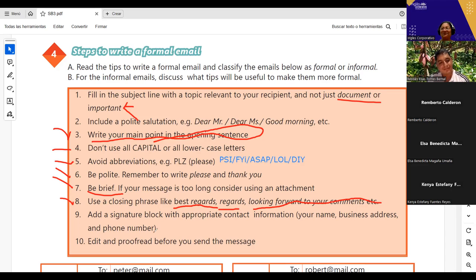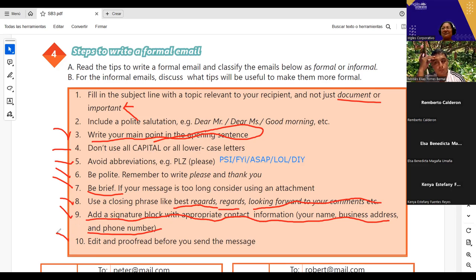Okay? Ya se nos durmió Elsie también. Okay. No, aquí estoy. Finally, okay. And then finally we have this. Add a signature with the appropriate contact, your name, business address, and phone number for the other person to contact you if they want to do it.